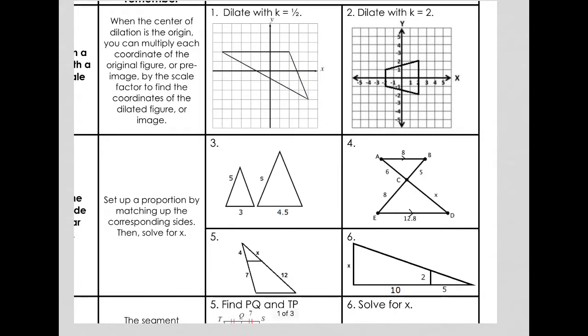Alright, so for number 1 is asking to dilate with a k equal to 1/2. Remember, k is your scale factor, so that is what we are going to do to our triangle. So remember, if your scale factor is less than 1, then we know it's going to be a reduction. So once we actually draw our triangle, if it's not smaller, then we know we did something wrong.